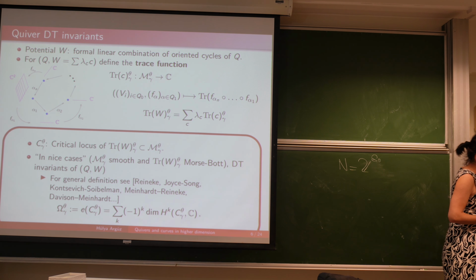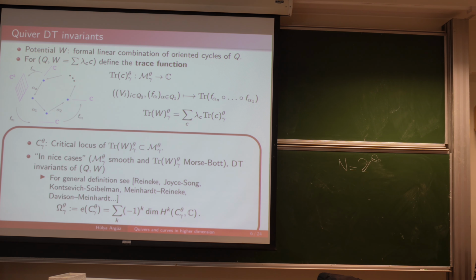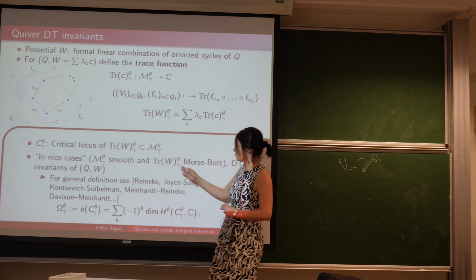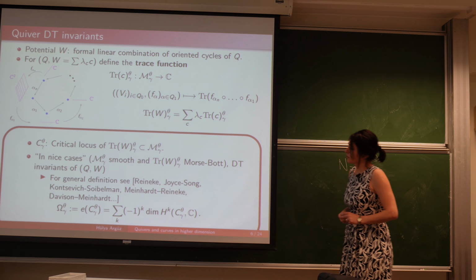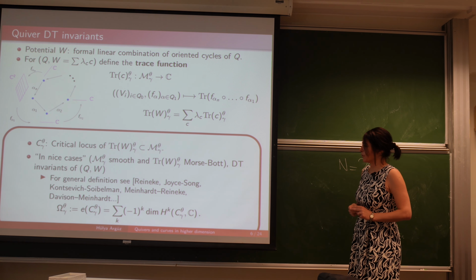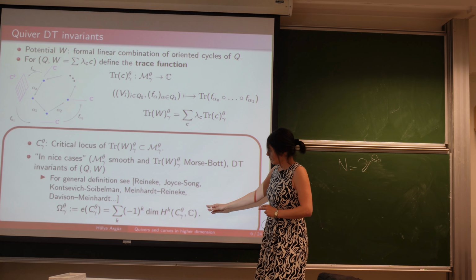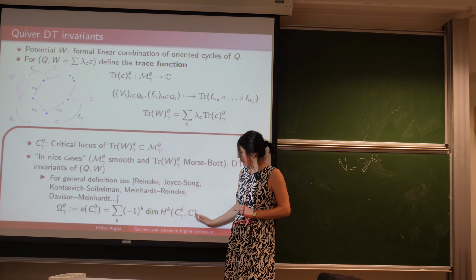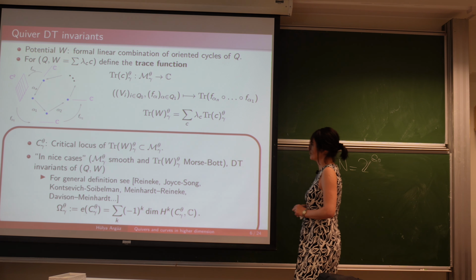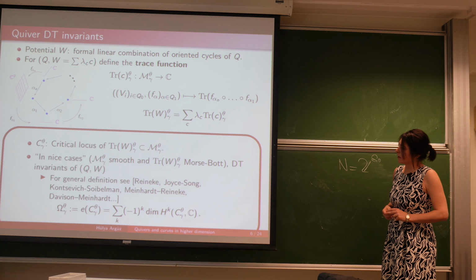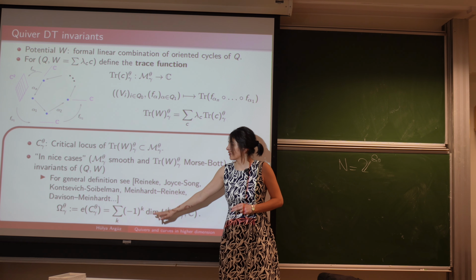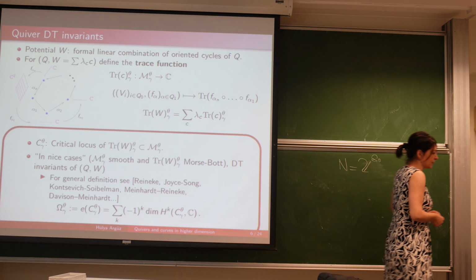And generally, most cases are not going to be nice, and there's a huge theory explaining how to define quiver DT invariants when your moduli space is not nice, which says roughly you need to replace this constant sheaf by some intersection cohomology sheaf, which is some perverse sheaf, and apply some vanishing cycle functor and so on. So there are a lot of technicalities here when things are not nice that I'm skipping.